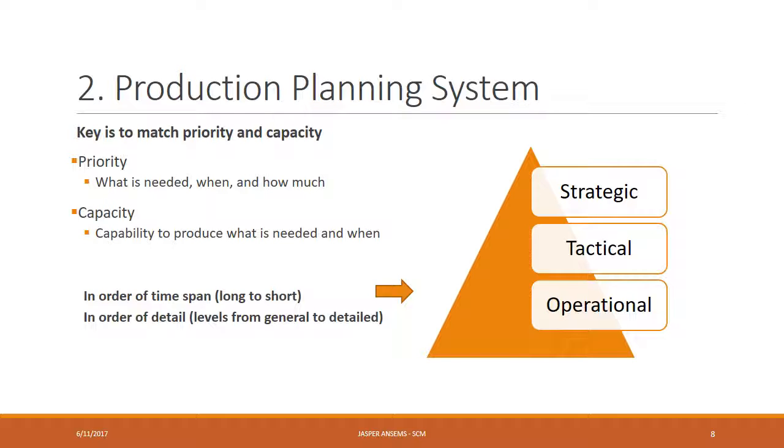Next up is the production planning system. This is the key to match priority and capacity. The priority is what is needed, when and how much, and the capacity is the capability to produce what is needed and when. On the right you see a pyramid, and it starts with the strategic, tactical, and operational. In order of time span it goes from long to short, so strategic is long and operational is short, and in order of details it's general at strategic, and very detailed at operational.